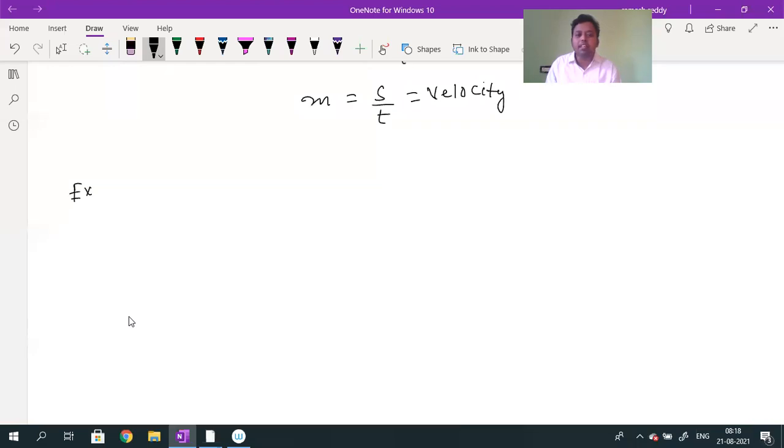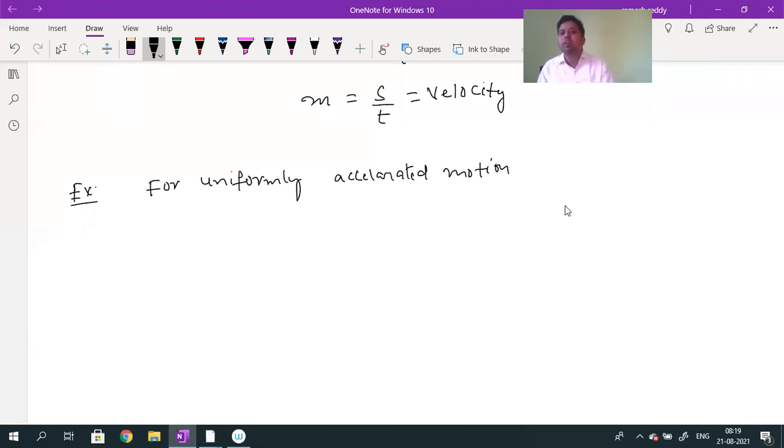A few members are asking for one more example also. What is that one more example? For uniformly accelerated motion, whenever the motion is uniformly accelerated. Numerical is not necessary here. What I gave is the numerical example only.